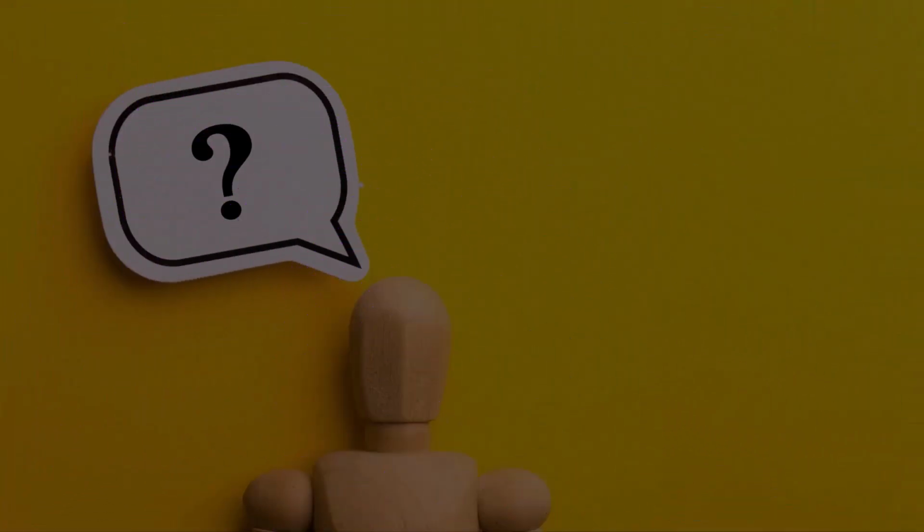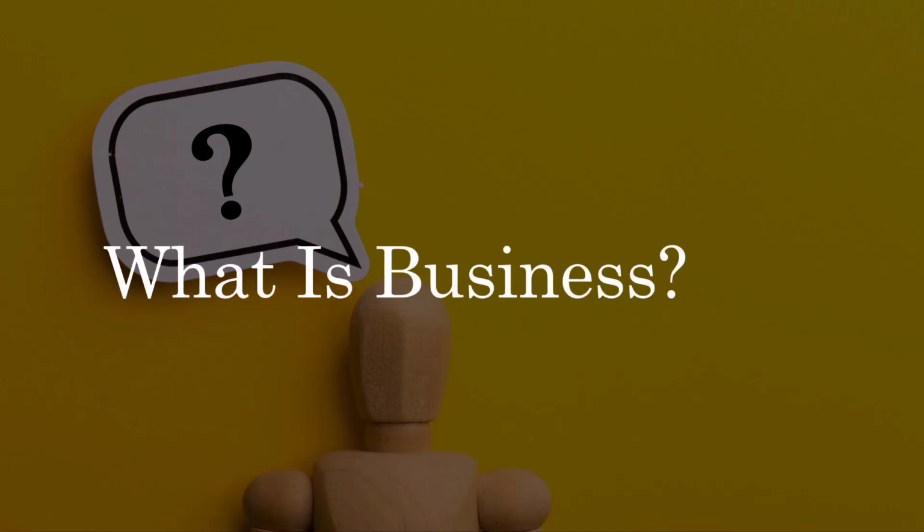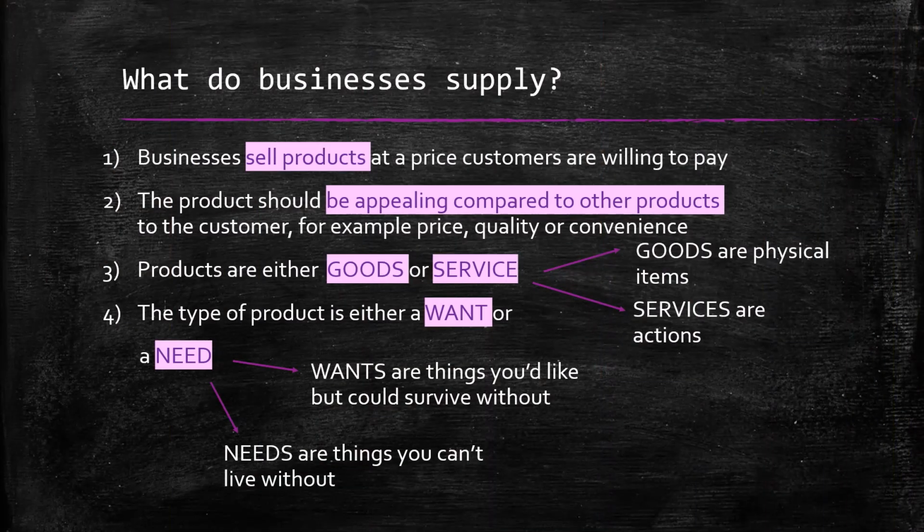Today we're going to be studying the topic business activity. So our first question is, what is business? We can answer this by first discovering what do businesses supply. Well, they sell products at a price customers are willing to pay. The product should be unique in a way to get customers to want to buy from you and not from someone else. For example, maybe your products are really good quality or they're cheaper, and therefore customers might want to buy from you and not somewhere else.